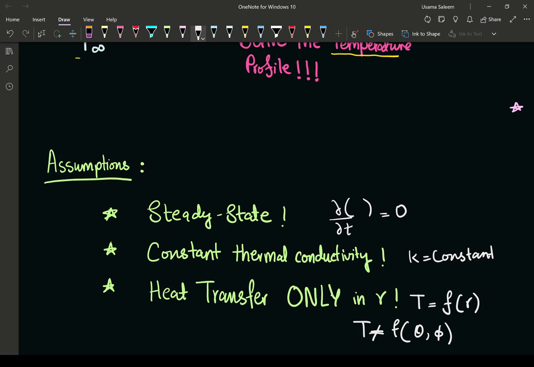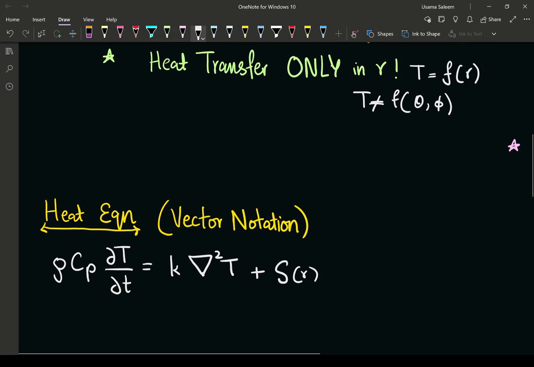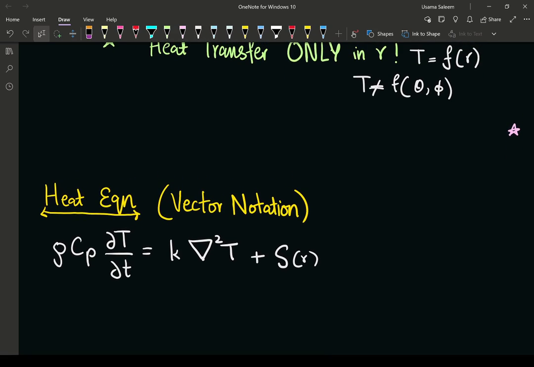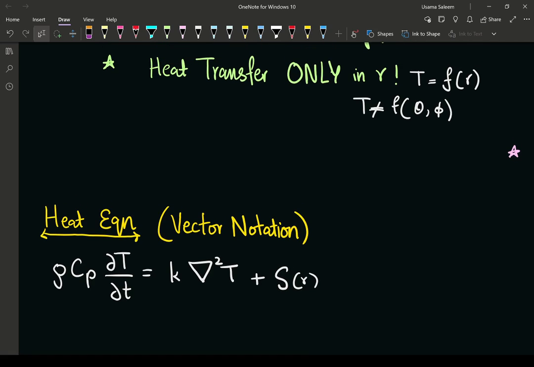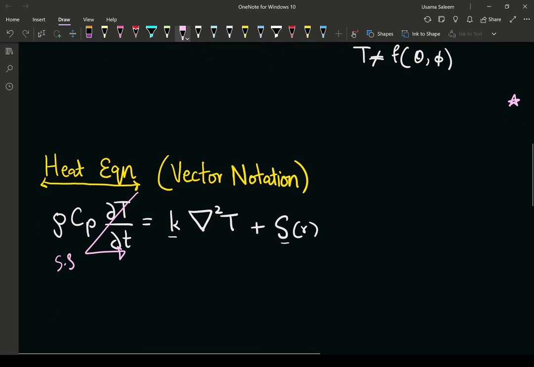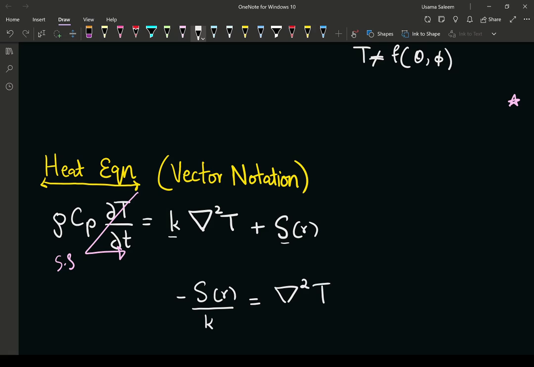But before we jump on to coordinates, let's look at our heat conduction equation. This is the heat conduction equation with a constant thermal conductivity and a source term and no flow. We are not dealing with convective, advective transport right now. So let's see. Bye bye, steady state. So the equation is going to look something like this: negative source term divided by conductivity equals the Laplacian of the temperature.